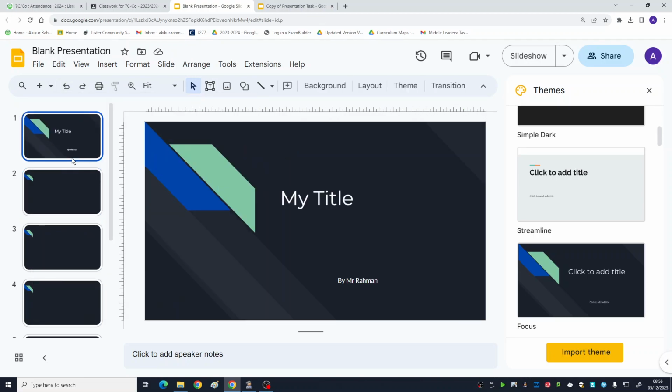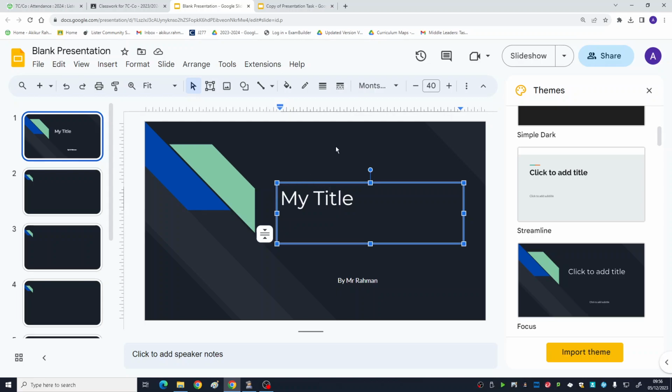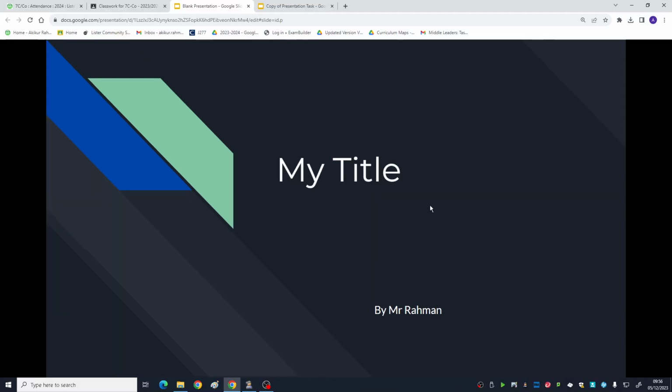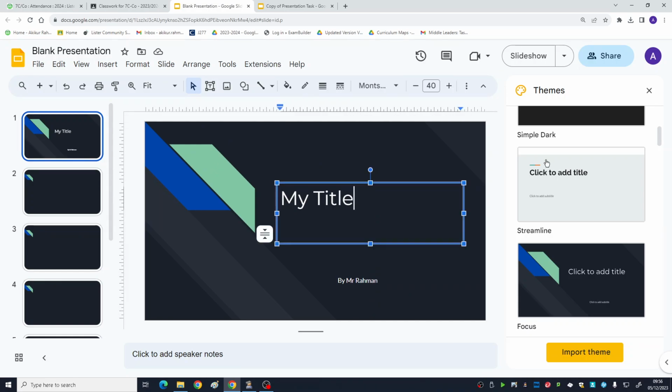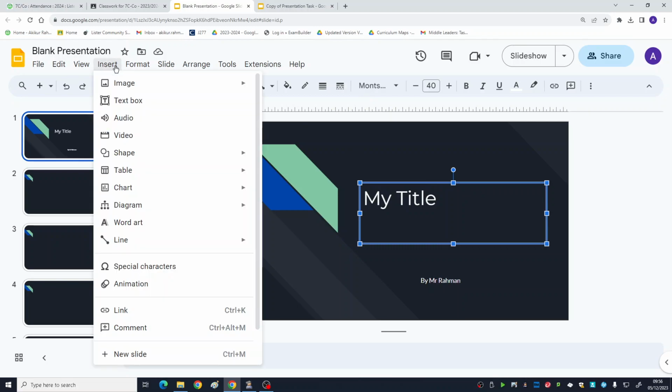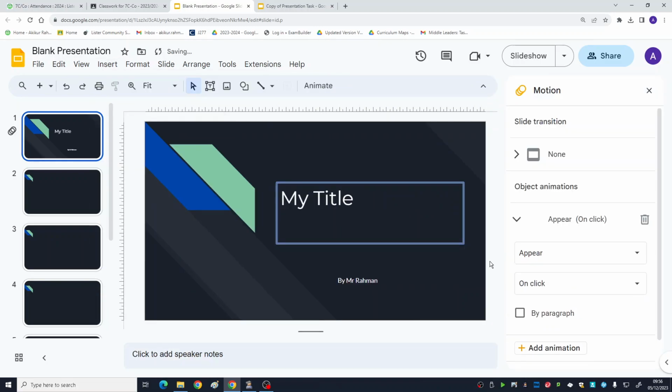Now animation. Let's say when you run this slideshow, the text is just going to be there. We want that text to animate in. So I'm going to get rid of themes first. Click on this title. I'm going to do insert, and we're going to find animation. Can you see animation there? Okay. Now, what do we want it to do?